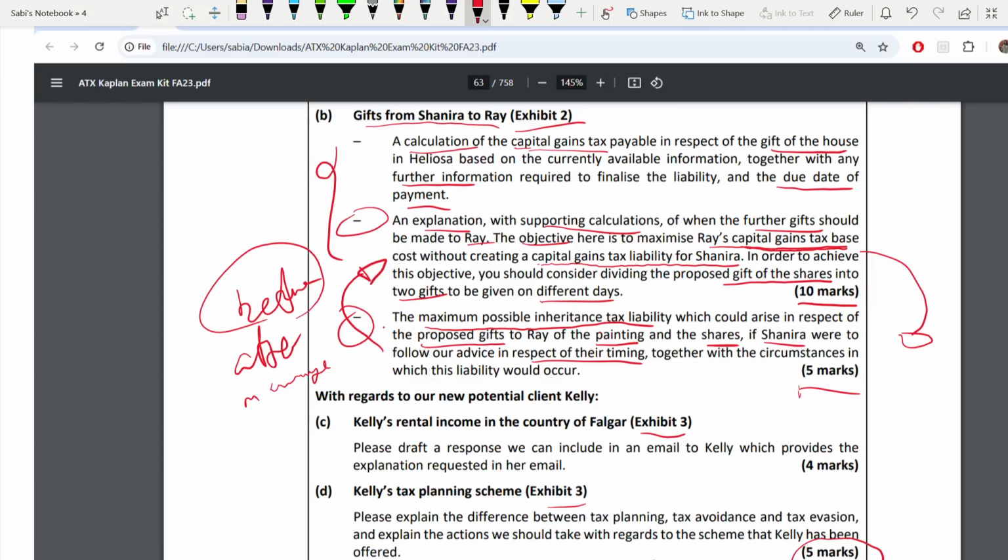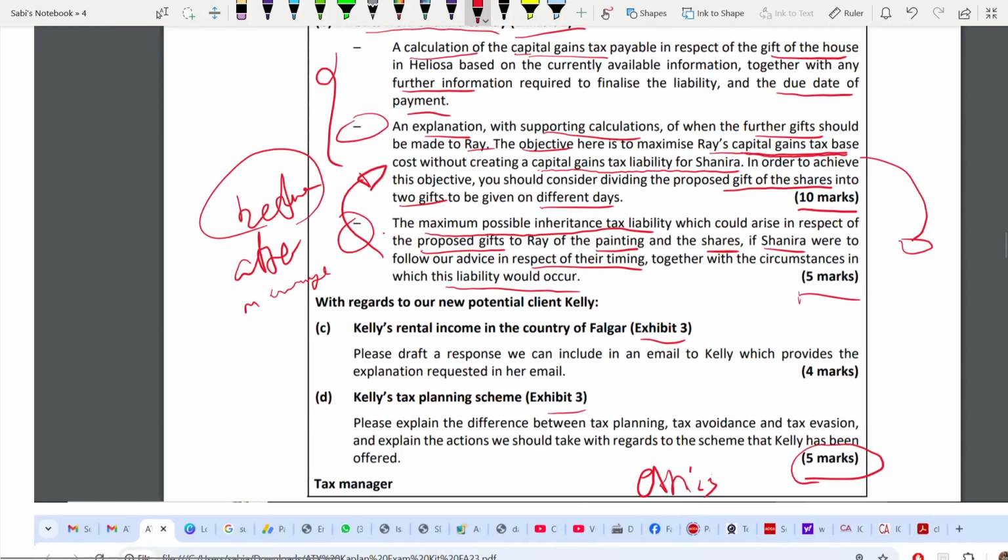Okay, together with the circumstance in which this liability would occur. It's a long thing to do, but you need to break this into small steps. Coming to C, this is overseas. Okay, so this is an email from Kelly that you have got in exhibit 3 and you have to give explanation. So we have to go to exhibit 3 for that.